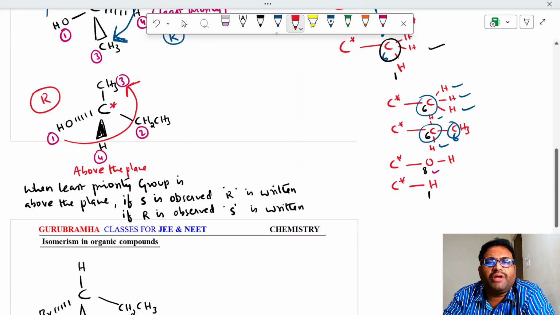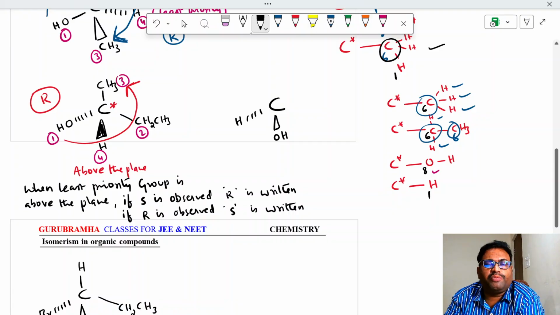Or otherwise you can do another thing. You can shift. Now OH is shifted with H. Why? Because where is the least priority group? The least priority group is above the plane, so you have to make it below the plane. So you are shifting this H and OH. Positions are shifted. Now we are happy because the least priority group is away from the observer.